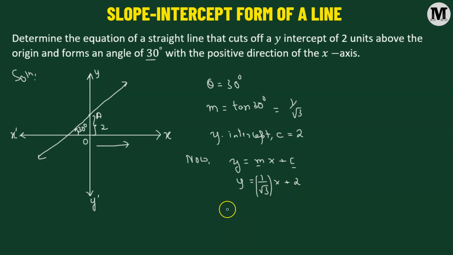Furthermore, we can simplify it and write it as x minus square root of 3 times y plus 2 times square root of 3 equals 0. So this is going to be the equation of the line, which has a y-intercept of positive 2 and makes an angle of 30 degrees with the positive direction of the x-axis.